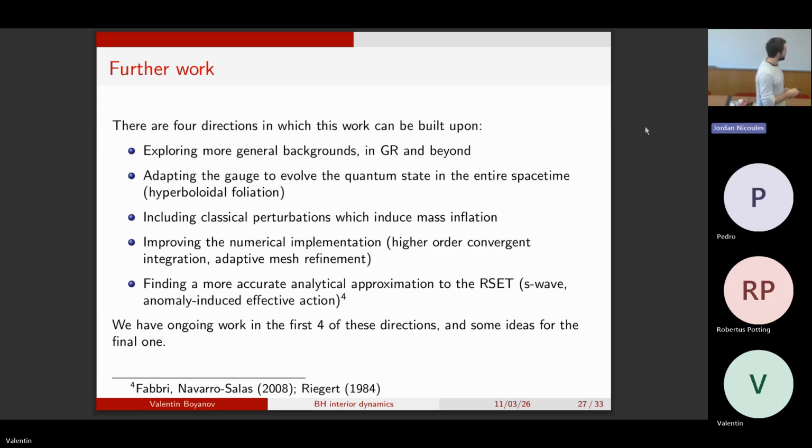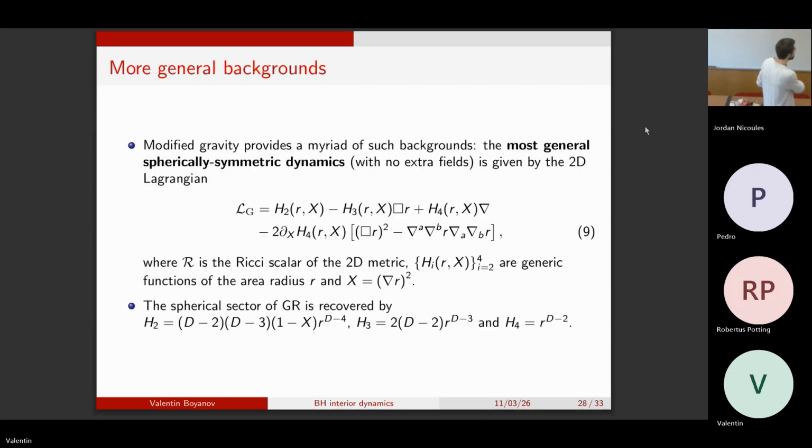And the final point is finding more accurate analytical approximations to the normalized stress energy tensor that would be applicable to a wider range of values of the parameters. So we have ongoing work for the first 4 points for finding more accurate approximations to the tensor. We have some ideas that also actually combine with the first point of looking at modified equations beyond GR. And I guess in the final minutes, I will very briefly go over what we're doing in those directions.